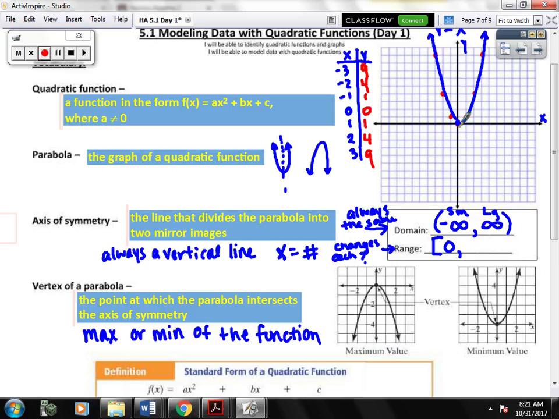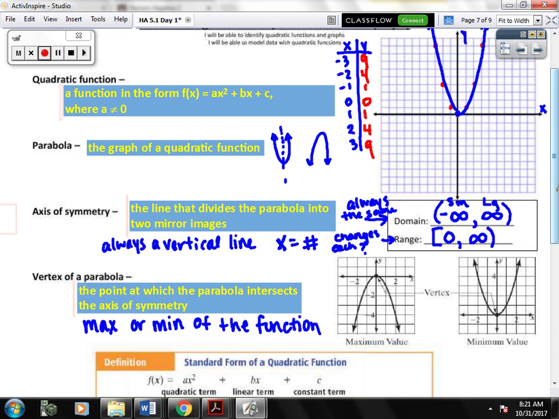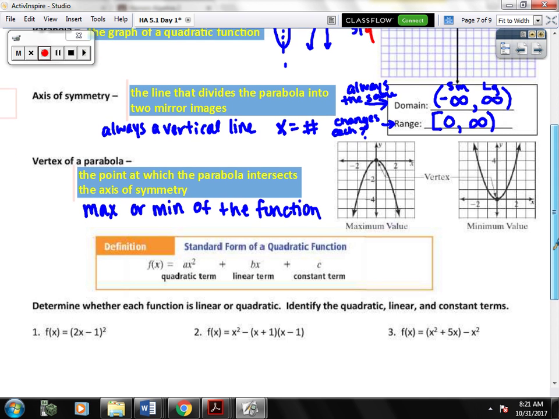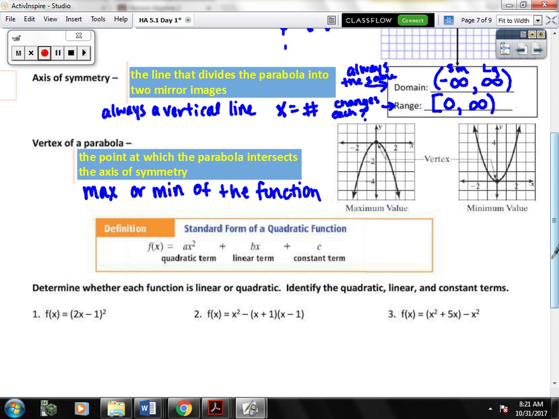Now looking up, what's the highest it ever gets on the y-axis? Well, it goes up forever and ever and ever, so that would be positive infinity. And with infinity, again, we use a parenthesis because it's not an actual number. It doesn't ever touch infinity because that's technically going on forever. Okay, we're going to practice a lot with domain and range this year because you'll see it a lot in pre-calculus.